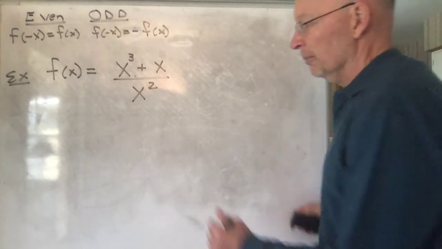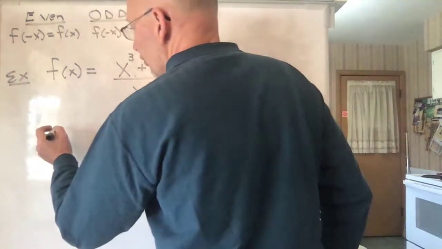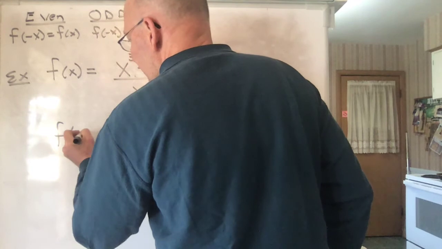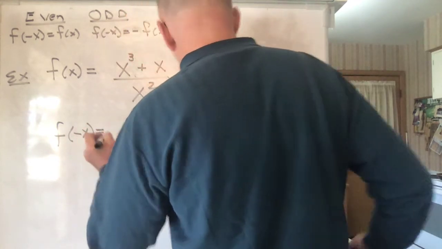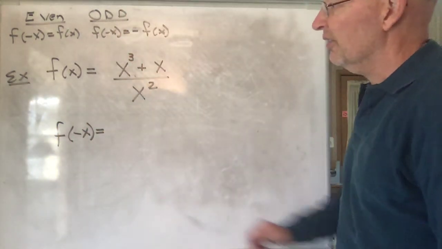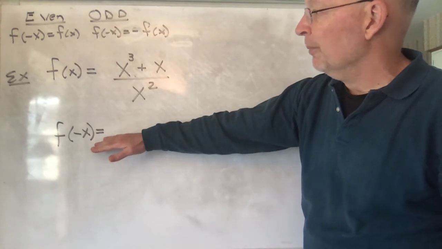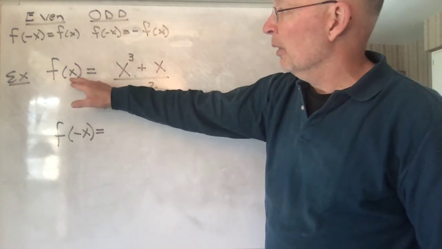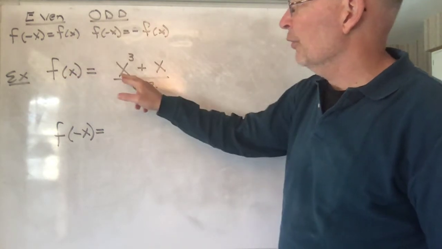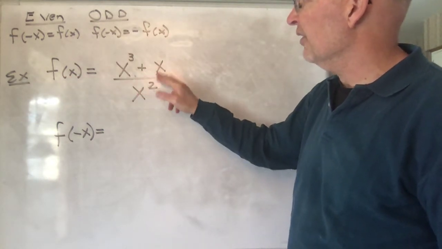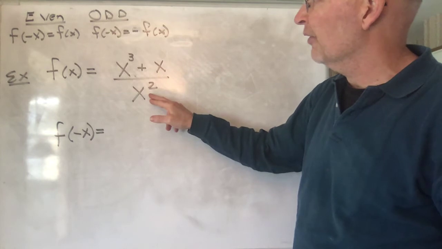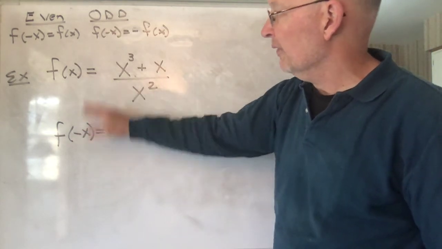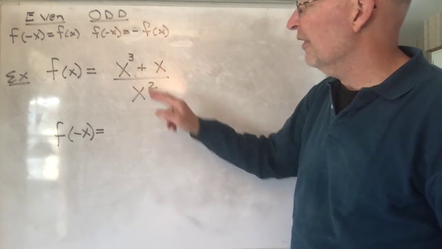So here's how you do it. If this is the function, what you do is you take f of negative x, and then you see what f of negative x happens to look like by the time you simplify it all out. So what does this say? This says right here, what does f do to x? It first cubes it, then it adds x, and then it divides that whole thing by the square of x. So whatever you stick in here, you have to do this, and then this, and then this to it.